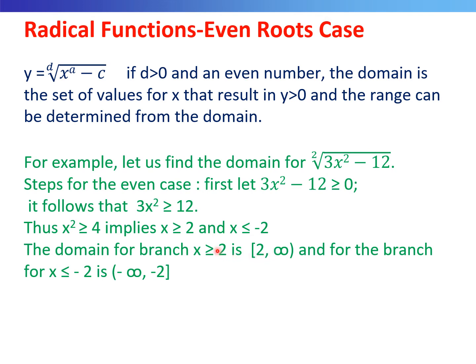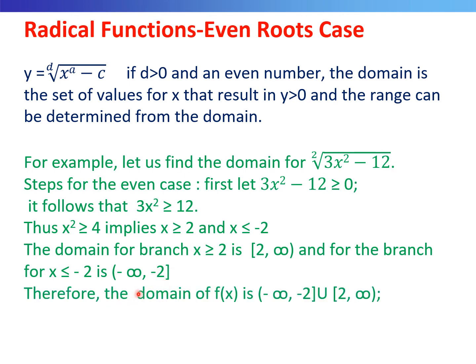So the domain for the branch x greater or equal to 2 will be from 2 to infinity, because x greater or equal to 2 means x could go 2, 3, 4, 5 until infinity. So the domain will be from 2 including 2. This square bracket means including 2 all the way until infinity. The parentheses mean it's not including infinity. And for the branch x less than or equal to negative 2, its domain will be from negative infinity, not including negative infinity, all the way until negative 2 including negative 2.